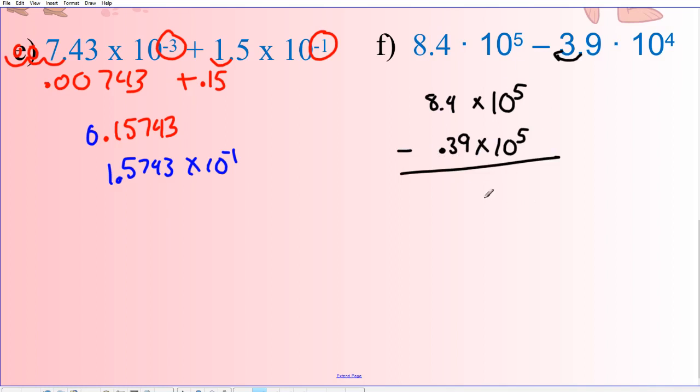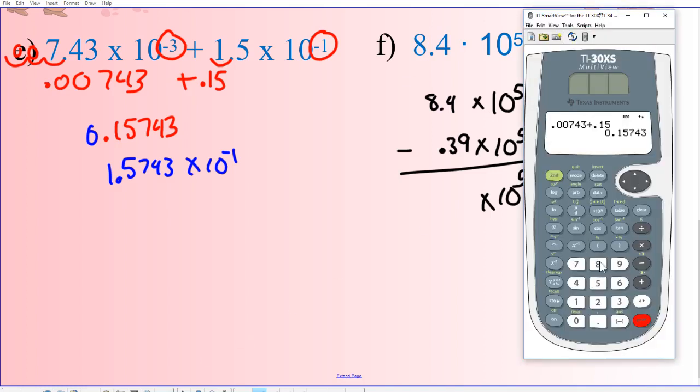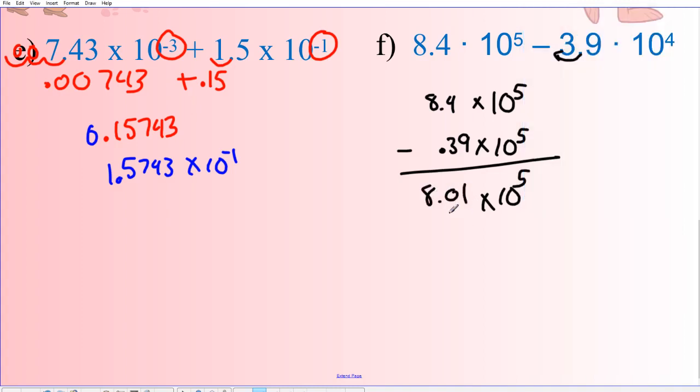And now that they have the same power of 10, I just subtract the decimal pieces. 8.4 minus 0.39 equals 8.01.